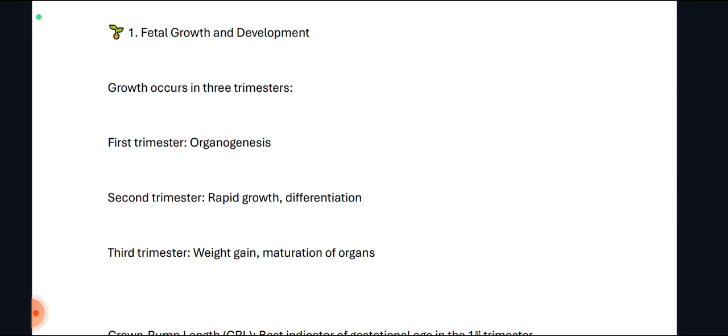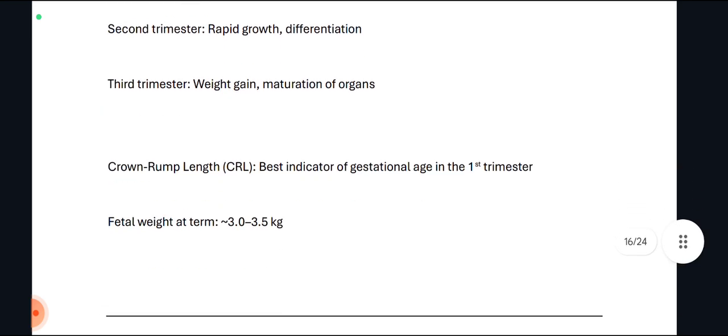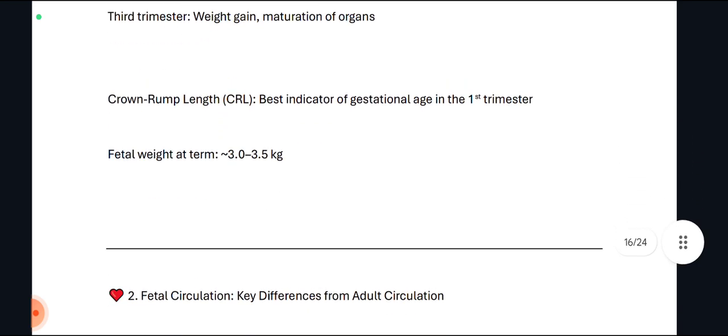Okay, in the second trimester, क्या होता है? Rapid growth and differentiation of the organs is there. And in the third trimester, there is weight gain and maturation of the organs. How do we measure the growth of the fetus? We measure the crown to rump length, CRL. This is the best indicator of gestational age in the first trimester. Fetal weight at term is around 3 to 3.5 kgs.